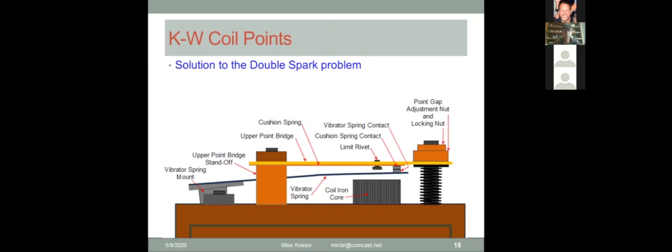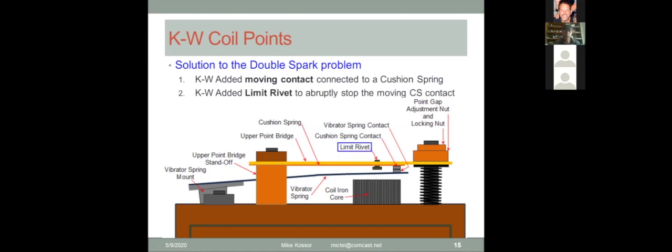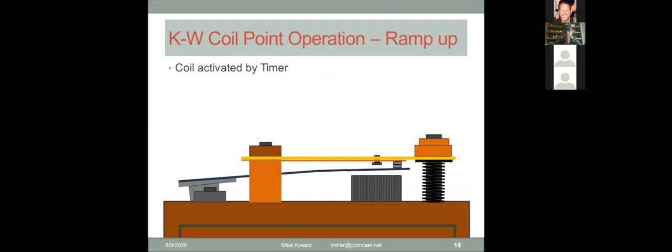Along comes KW, and they added to it a cushion spring and a moving contact. You can see that the contacts here are the contacts we've been talking about, but KW put the upper contact, not fixed, but on a movable spring. That's this dark orange, which is a movable contact. They've also added a limit rivet that will stop its travel at some point. So how does this all work?